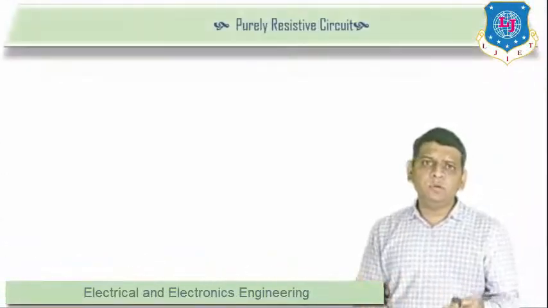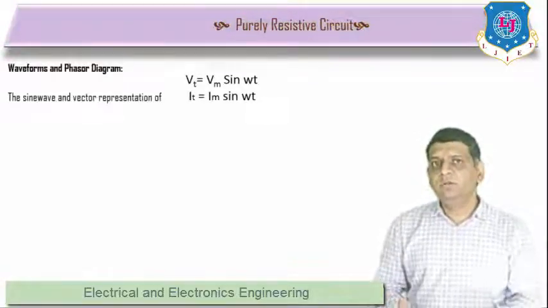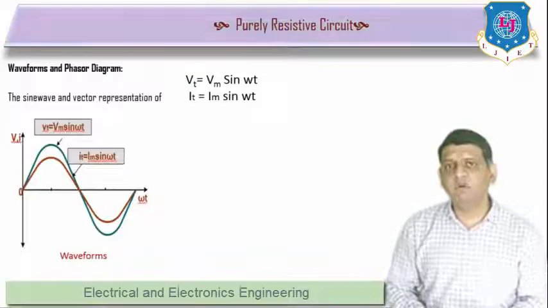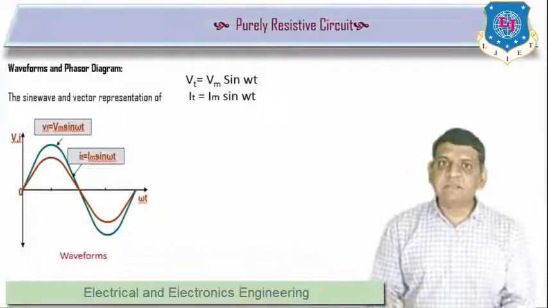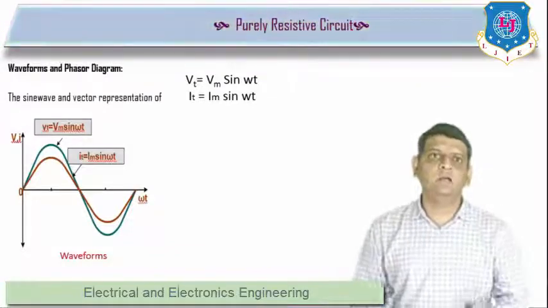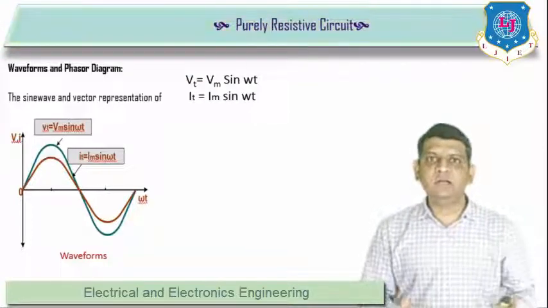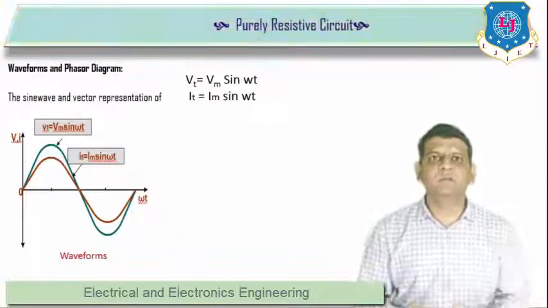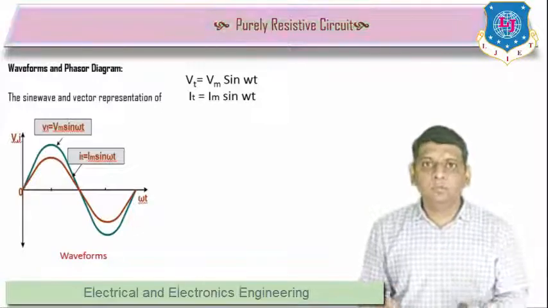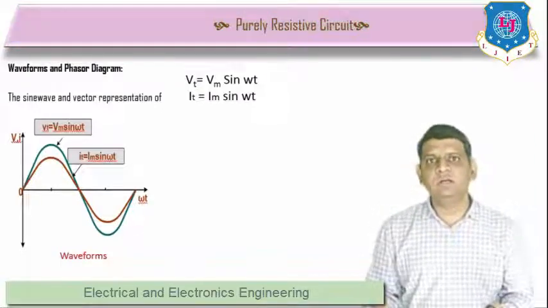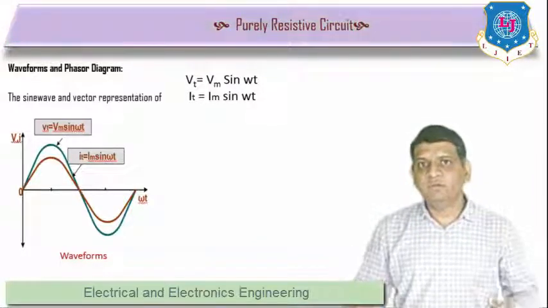Now let us discuss point number two, where we have to draw the phasor diagram and waveform. Let's first discuss the waveform. In the waveform, the x-axis represents omega t and the y-axis represents the amplitude of voltage and current, showing the maximum values of voltage and current as Vm and Im respectively. Both the voltage and current start at angle 0 because the phase difference between voltage and current is 0. So voltage and current are in phase.